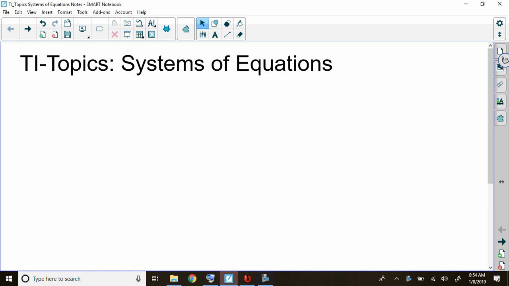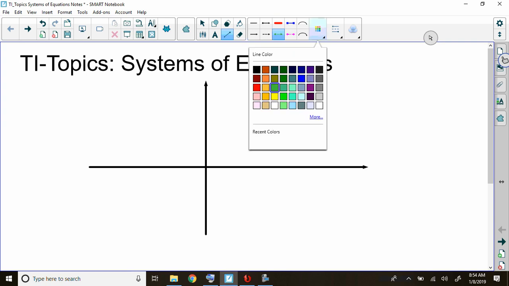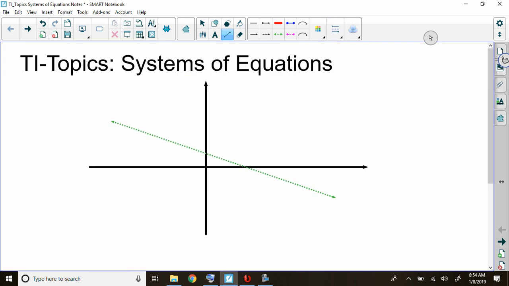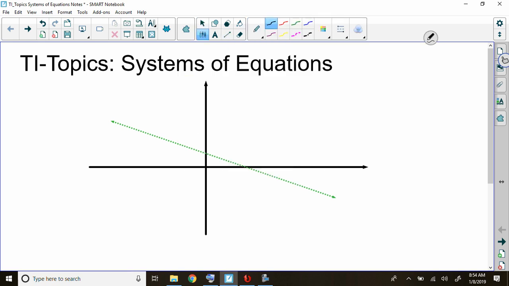Today, in this lesson, we're talking about TI topics, and we're talking about systems of equations. Just a quick 30-second crash course on systems of equations. You're going to have two equations. You graph one and you graph the other. And if you graph the one and it ends up looking like this, that line should be solid. Don't know what happened there. Let's try that again. Well, it's not, but anyway, you get the idea.